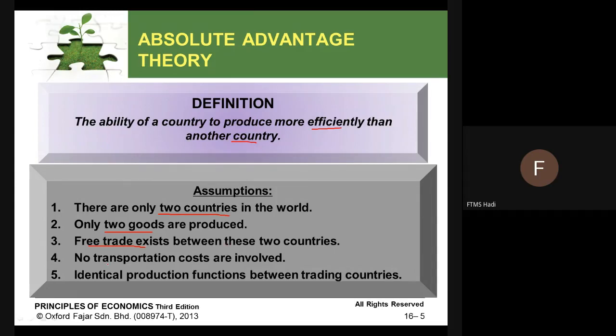And then no transportation costs are involved. That means it's a mutual agreement between two countries that there is no charge on import duty, import excise, transportation, and so on. And the last one, identical production function between trading countries. That means even though paddy production and car production are different, there are probably some things identical in terms of their process. Let's say process as standard operating procedures.